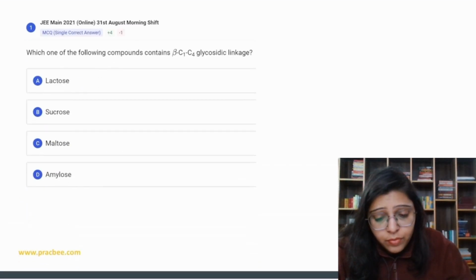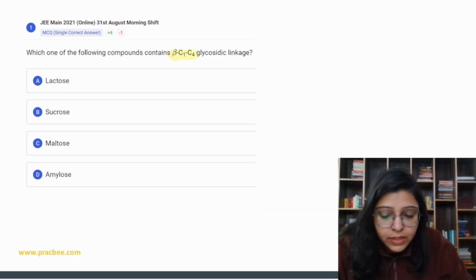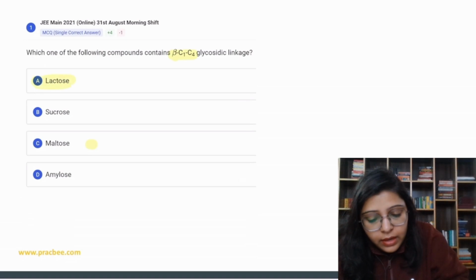Next, which one of the following compounds contains beta C1 C4 glycosidic linkage? So you have to find out in which the beta form is present. Sucrose we have alpha and beta. Maltose we have alpha. Amylose is a part of starch, right? Amylose is a part of starch, so we have lactose.